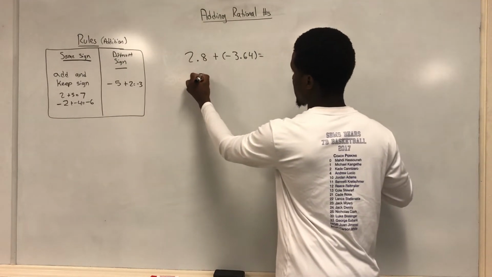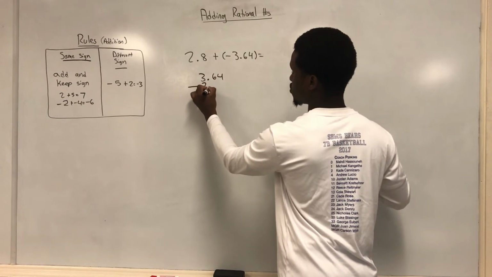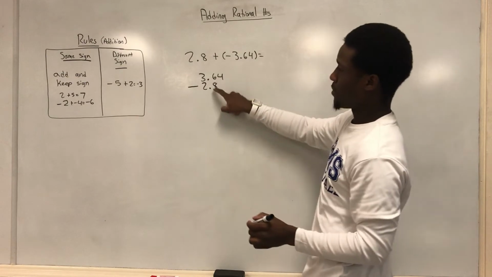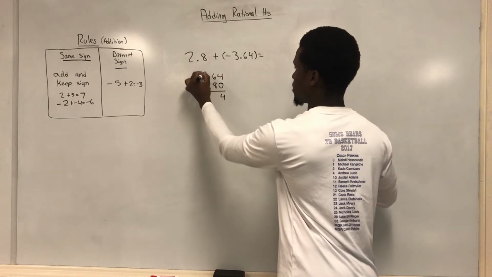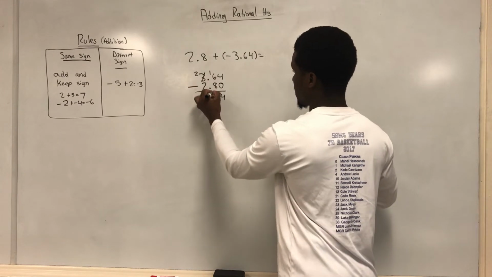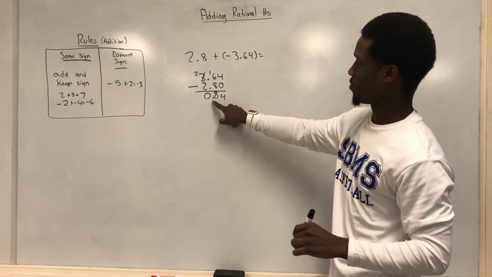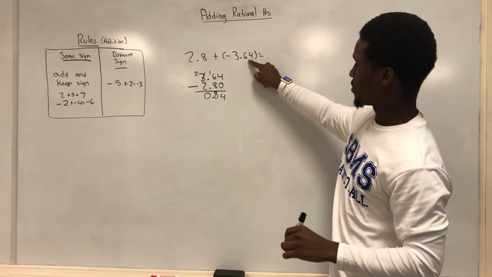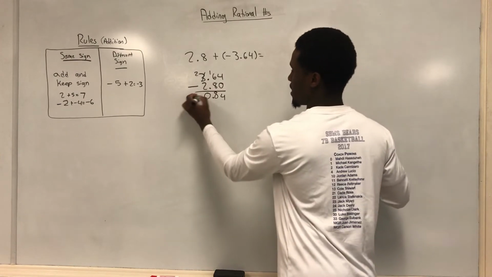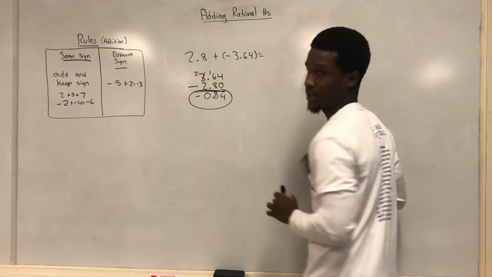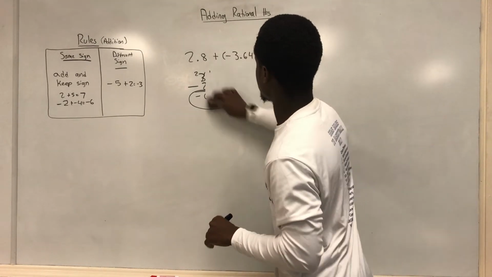So I'm going to say 3.64 minus 2.8. And keep in mind, I'm lining my decimal places up. So I'm going to go ahead and subtract that. So that's 4, 2, this is going to be 8, and then this is going to be 0. So my answer is going to be 0.84, but since 3.64 has a higher absolute value than 2.8, my answer is going to be -0.84.